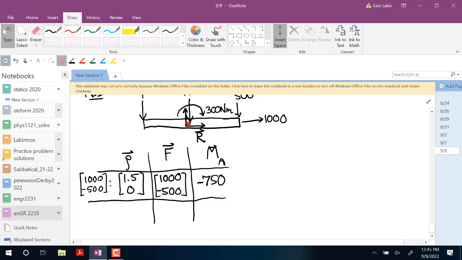Now let's do the couple. So the 300 Newton meter couple. For couples, we don't care about rho or F. This is a clockwise moment, so that's a negative 300.